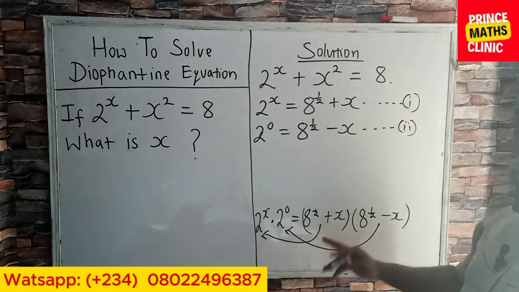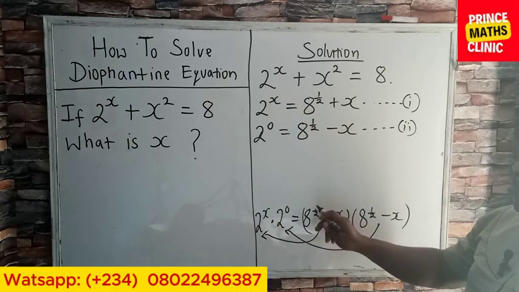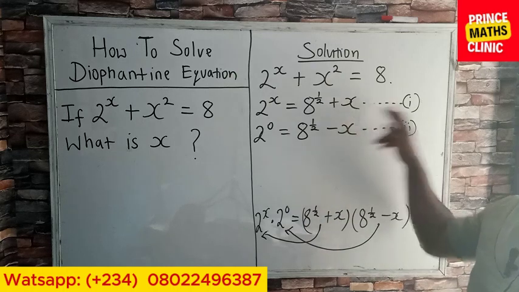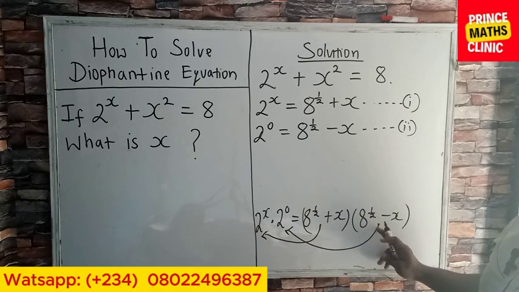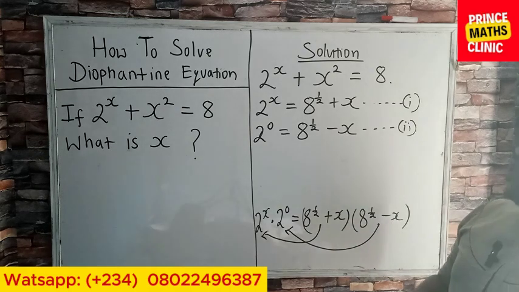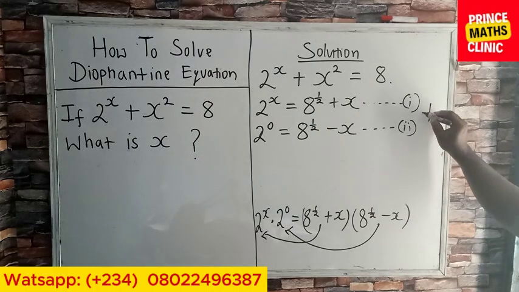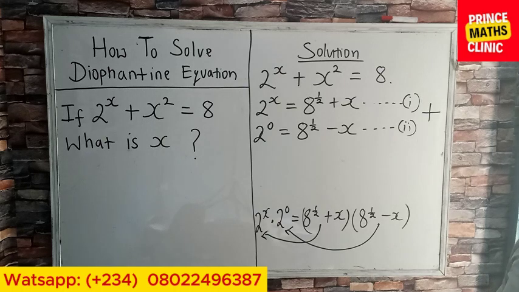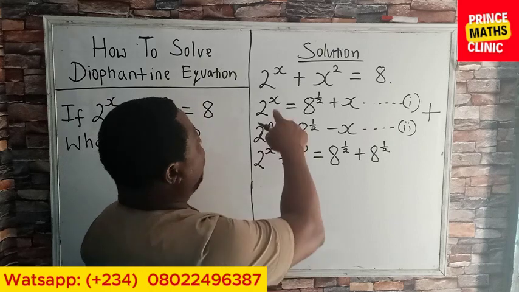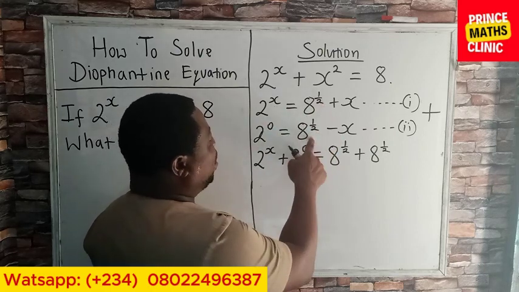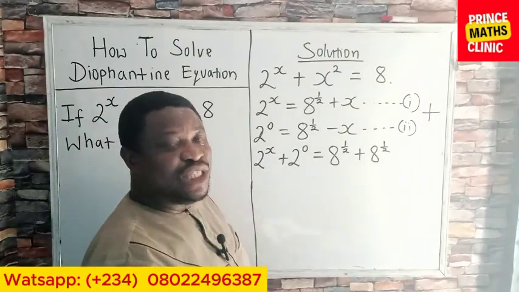Now, equating it as I've said, 2 to the power of x becomes equal to 8 to the power of half plus x. That's my equation 1. And 2 to the power of 0 is equated to 8 to the power of half minus x, like I have it here. So at this stage, we add equation 1 to equation 2. So I'm going to add these two equations together. Adding equation 1 to 2, I will add this to this, then this plus this. Then plus x minus x is 0.